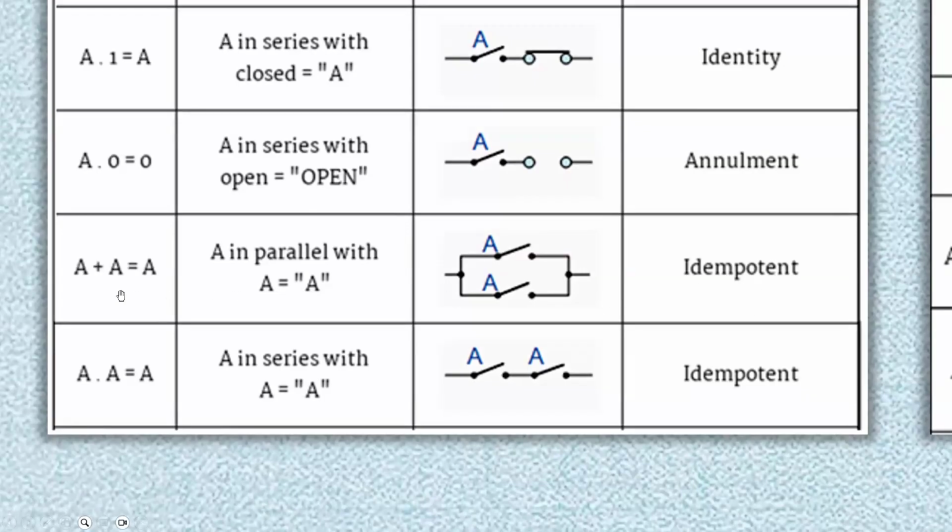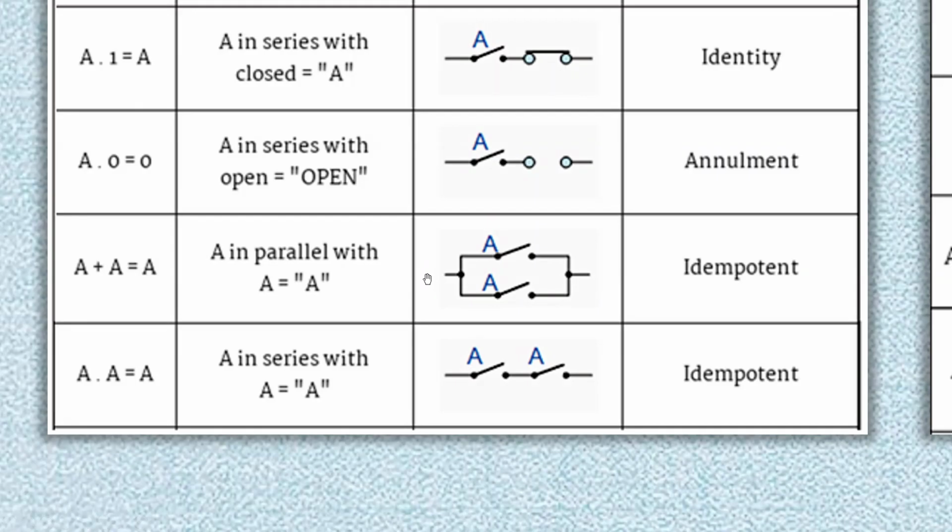Idempotent. Hope I'm saying it right. A or A is going to give us A. Right here, it doesn't matter which A we press. Whatever input we press, it's always going to give us an output that is true. As long as one of them is true, this rung is going to have a condition of true instead of a condition of false.